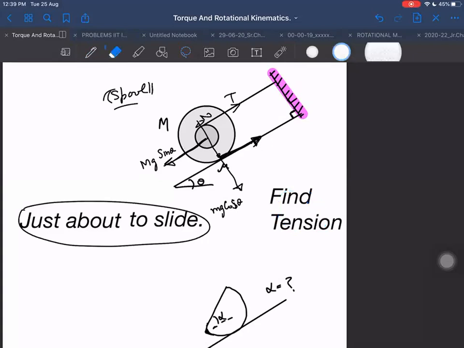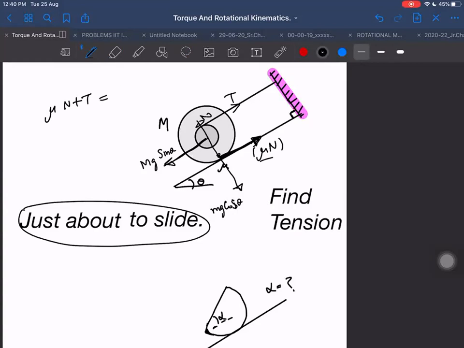Because it is just about to slide, I can write friction as mu into N. Now the question is: what will be the tension? How to find tension? I think we can use torque balance and force balance. Yes, sir. T plus mu N is equal to mg sin theta. And torque along the center, sir.